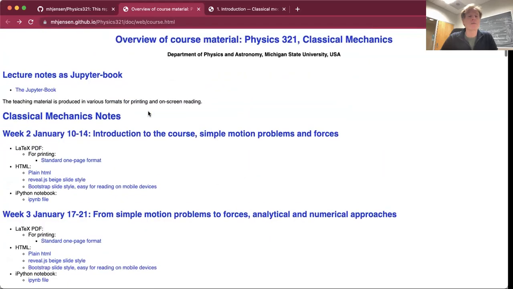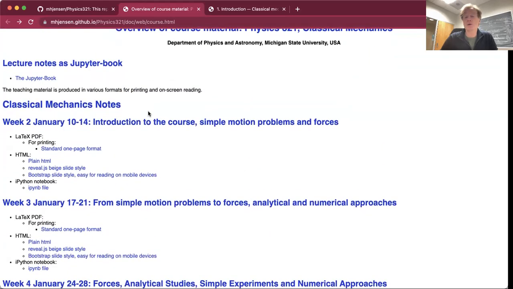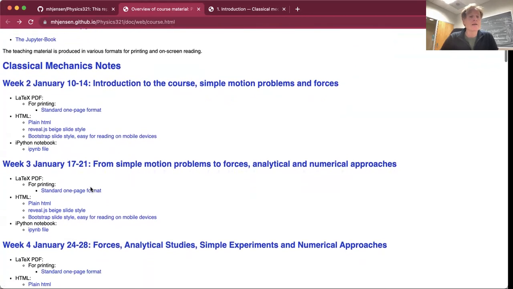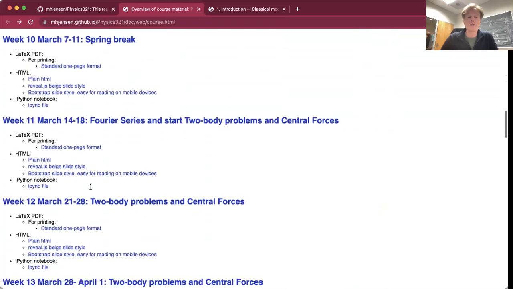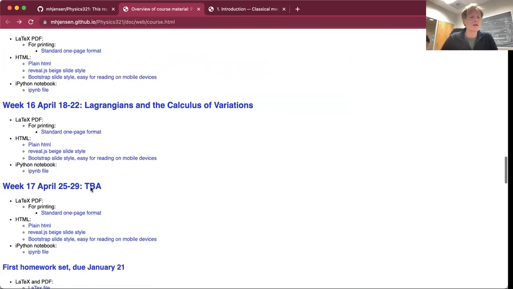If you look at the specific week which we are in now, you can either look at the standard PDF format for the lecture notes, or you can look at one of these HTML files. The plain HTML is nice for searching for specific things. And then there's also a Jupyter Notebook if you wish to use that as a starting point for making your own notebooks. If you scroll down here, you will find the exercises, the weekly assignments and exercises.